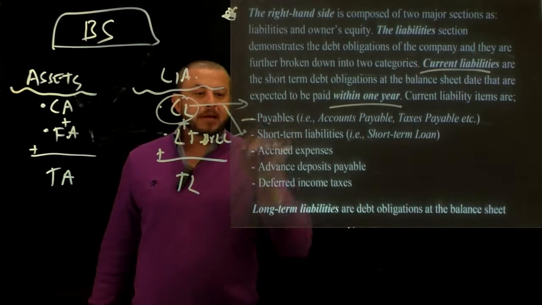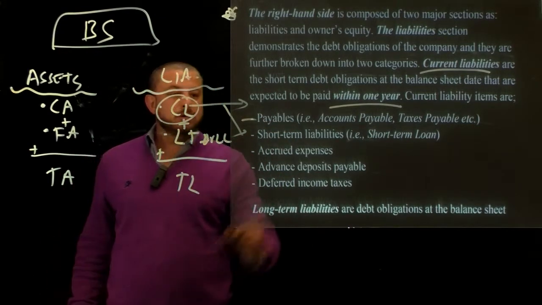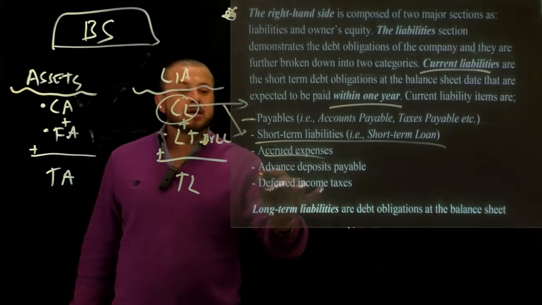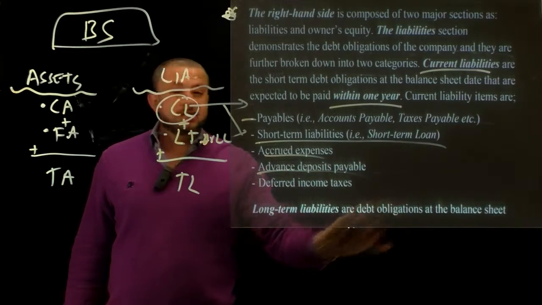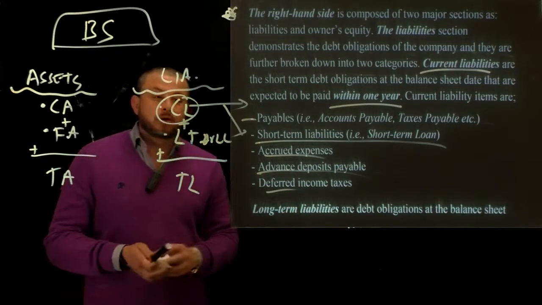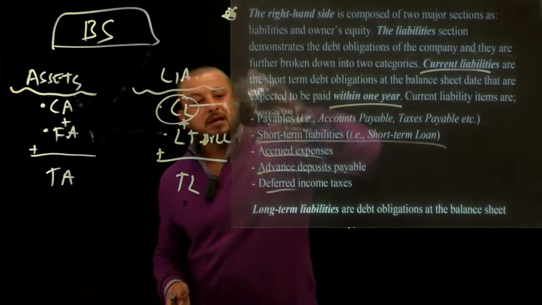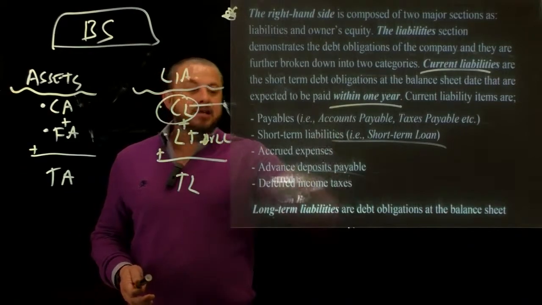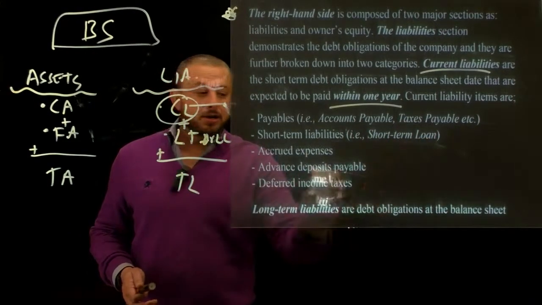For example, payables, accounts payable, notes payable. Short-term liabilities are usually short-term loans. Accrued expenses, advanced deposits payable, and deferred income taxes. These are listed under current liabilities, which means their repayment structure is less than a year, usually up to a year. Okay.